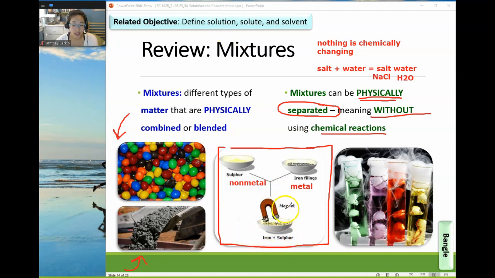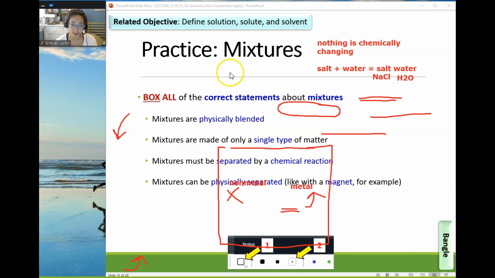And this is another way that you can physically separate things, which is with a magnet. So the magnet will attract the metal, but not the nonmetal. And so that way we can physically separate that metal. So again, if it's physically combined and it can physically be separated, that is just a mixture. There is no chemical reaction going on.